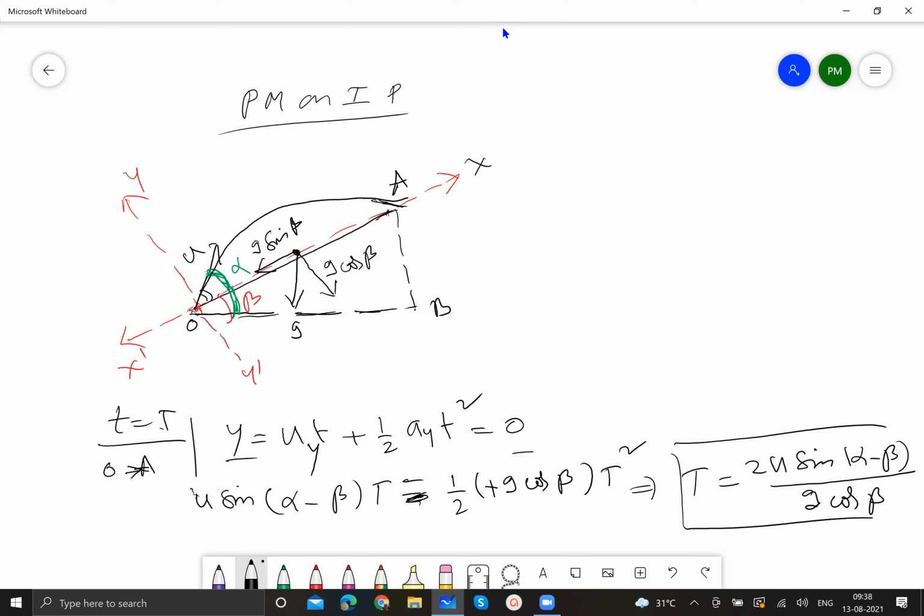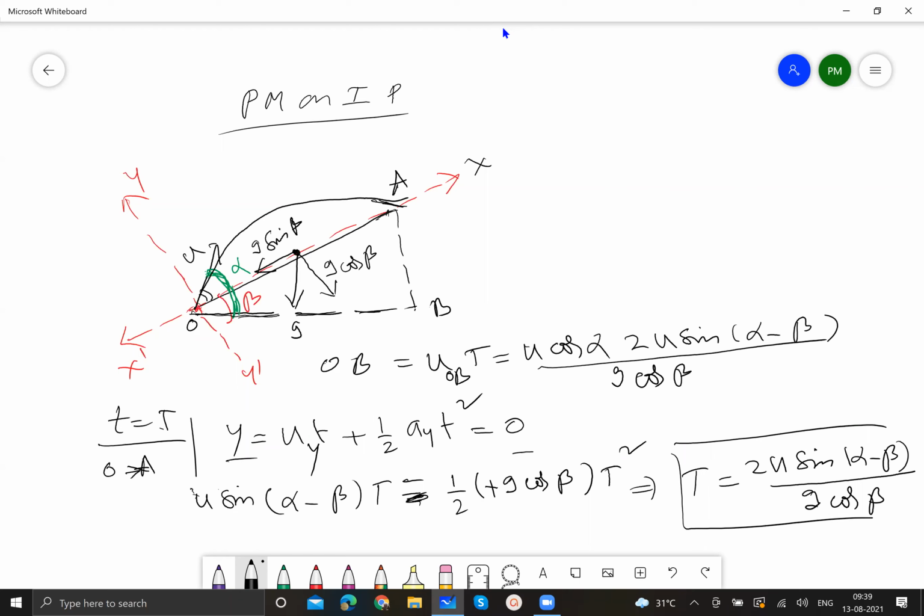Next, OB. OB will be u_OB into T. The angle made by the velocity vector with OB is alpha. So it becomes u cos alpha into 2u sin(alpha minus beta) by g cos beta.